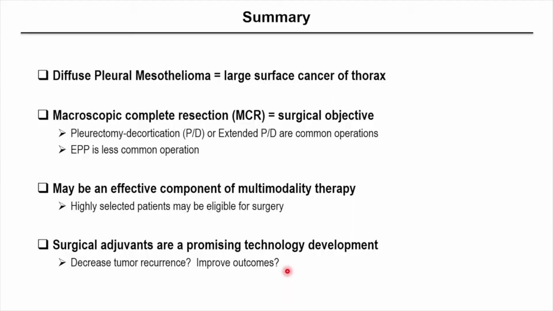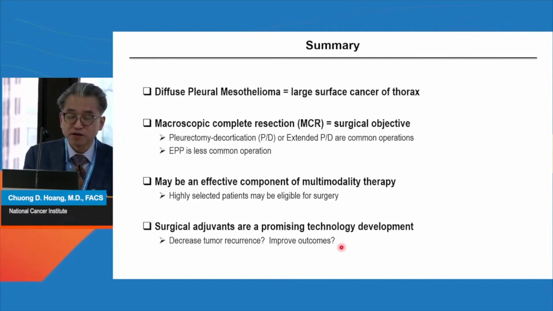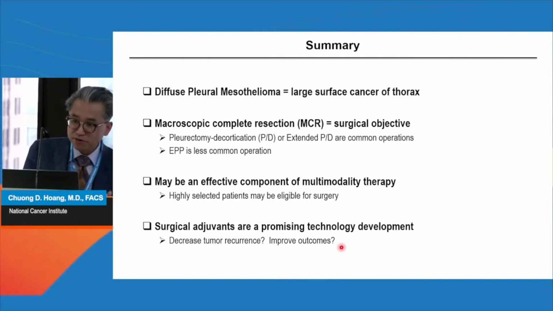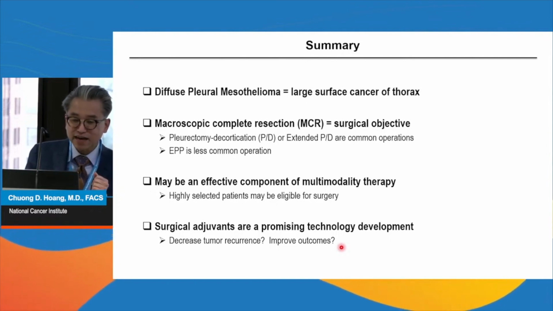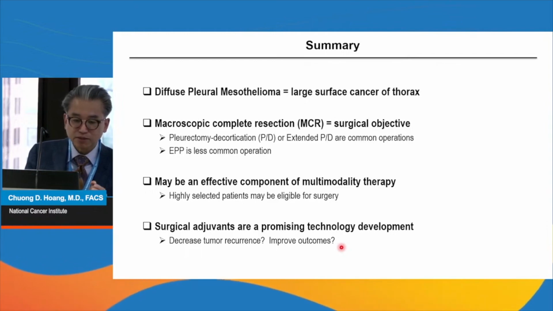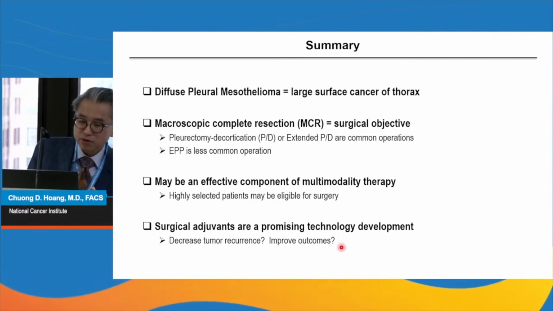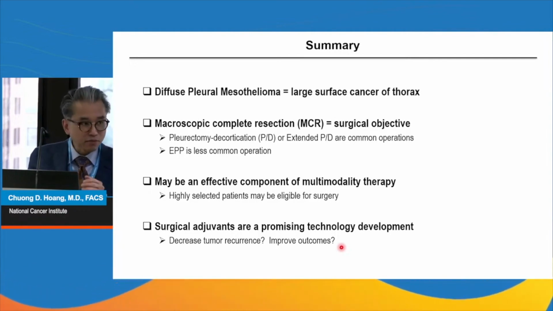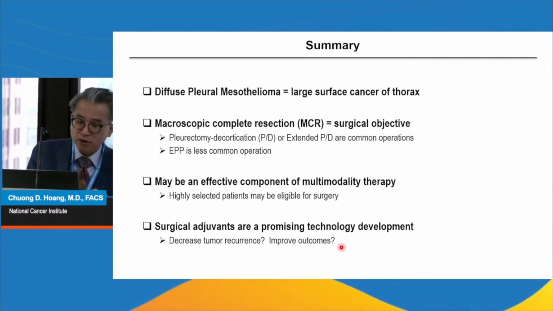All right, and that is it. I hope I finished well under time, and we have plenty of time for questions. But again, what I hope to have illustrated is that this is a very tough surface cancer, very complex because of the anatomic relationships in the body that we're tasked to remove. Currently the surgical objective is macroscopic complete resection. The most common operations are the pleurectomy decortication procedures that are meant to strip off the tumor and preserve as much normal tissue as possible.